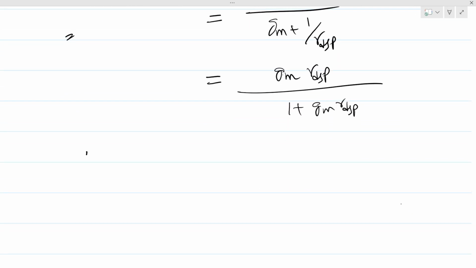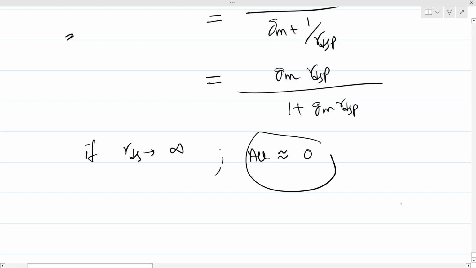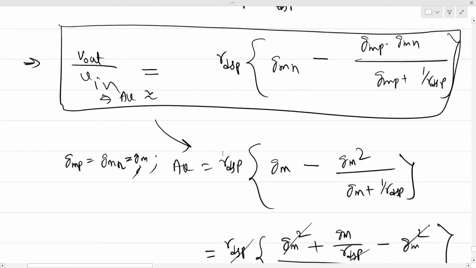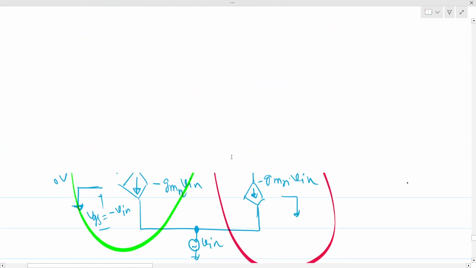Now if RDS tends to infinity, what do you think will be the gain? So gain will be around equal to 0, right? 0 gain, right? Or not? No, it is not 0. So it is going to be, let's say, GM RDS of P is very much greater than 1. So what do you think will be the gain? The gain is around 1, right? Now let me see what the intuitive analysis of the circuit is.